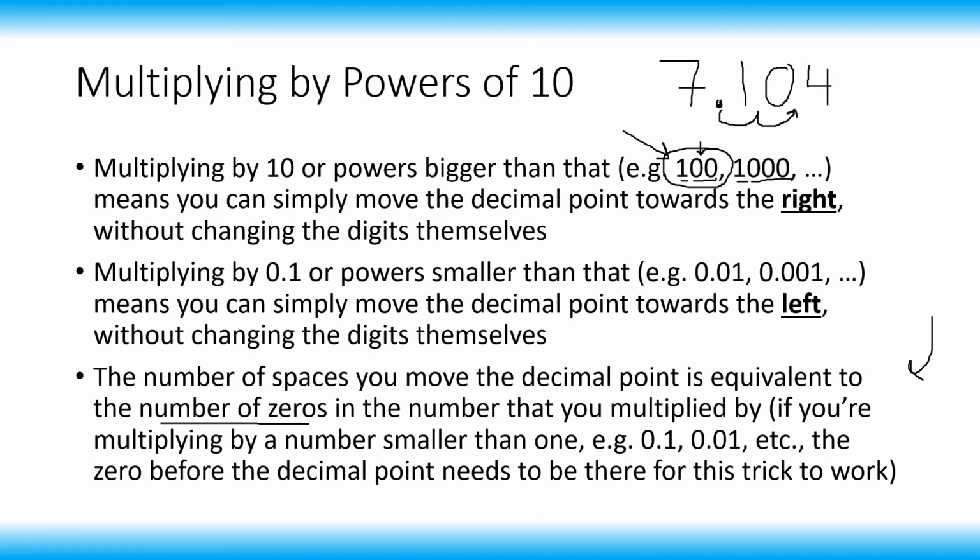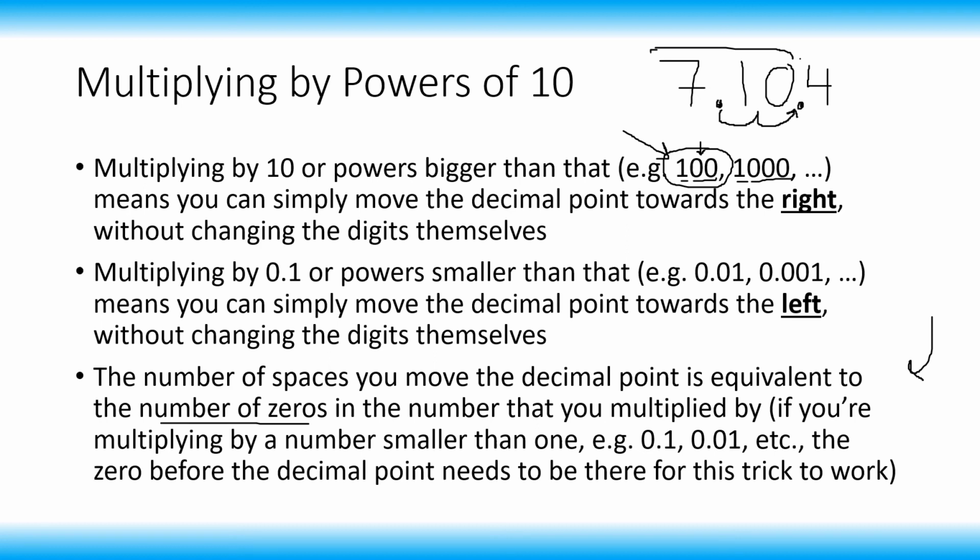7.104. It'll move over to here. So when you do the multiplication, 7.104 times 100, you'll get 710 all before the decimal point. Then you'll have your decimal point and then the 4 at the end. So you get 710.4. So you don't have to change the digits, you're just moving the decimal point.